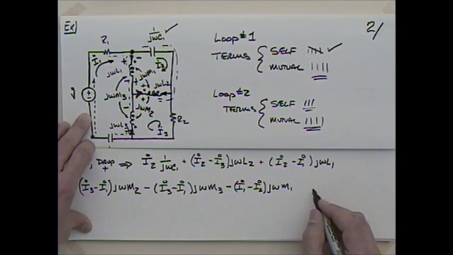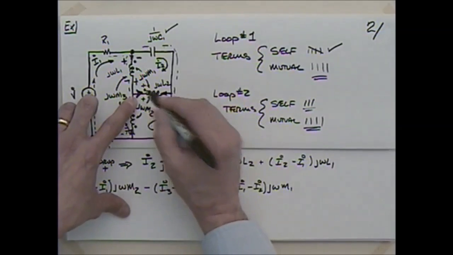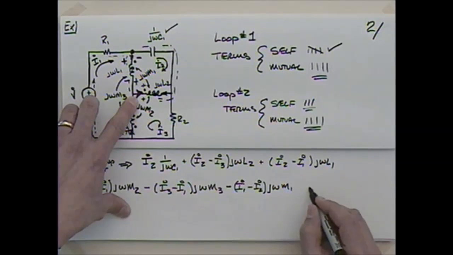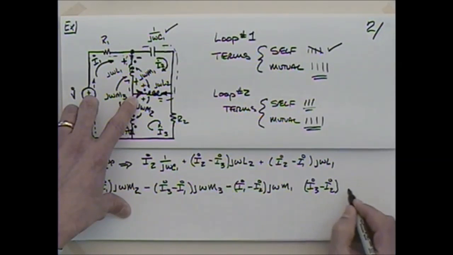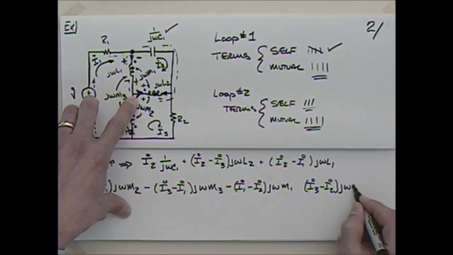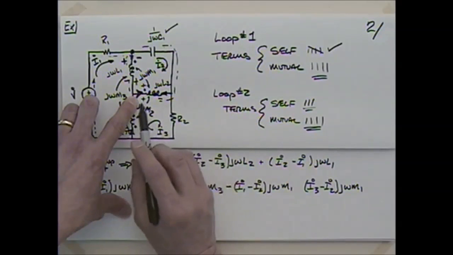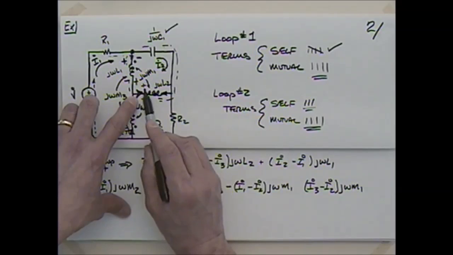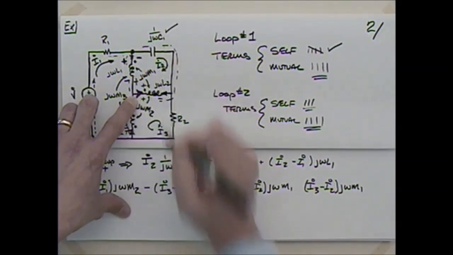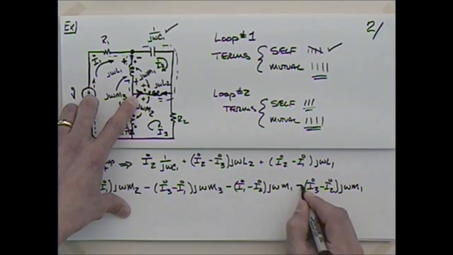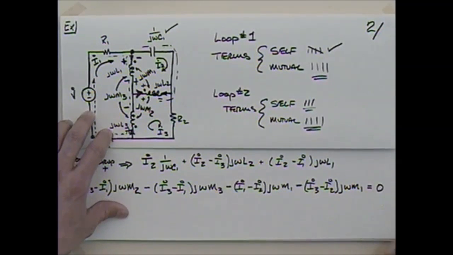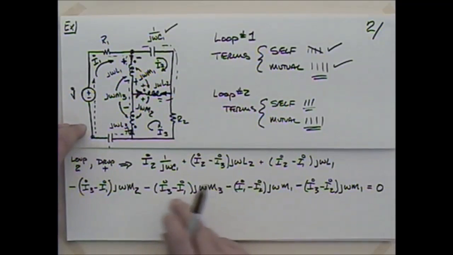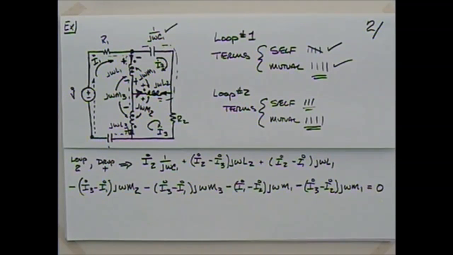And finally, I will have the current into this dot, which is I3 minus I2 times j omega M1. That I3 minus I2 was going into that dot, so that's making this positive and negative, so that's another gain, so I treat gains as negative. Kirchhoff says that's equal to 0. Did we get 4 of the mutual terms? 1, 2, 3, 4. Yeah, we did. Let me double check those.